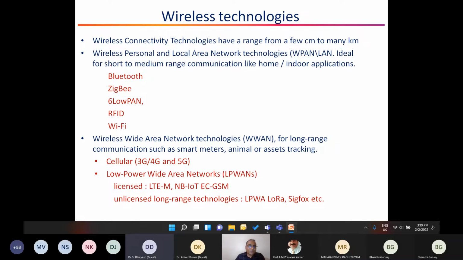The popular wireless technologies we can discuss here are Bluetooth, Zigbee, 6LoWPAN, RFID, and Wi-Fi. We call them WPAN and LAN communications. They are better suited for short distance communication. Zigbee and Bluetooth, typically for home and indoor applications, offer better service compared to longer range. For long distances, we have various other technologies, known as wireless wide area network, or WWAN, for long range communication such as smart meters, animal and asset tracking.